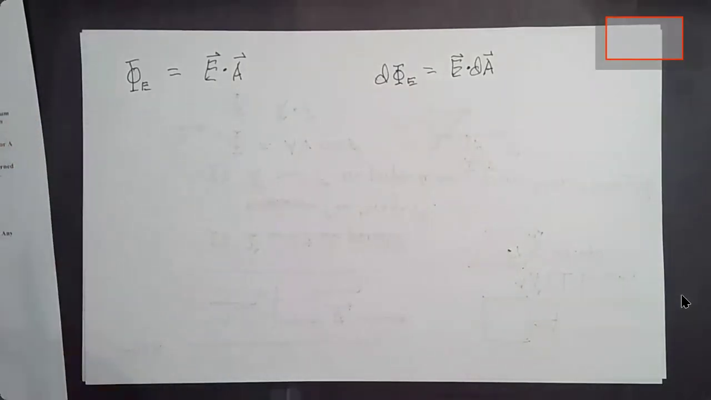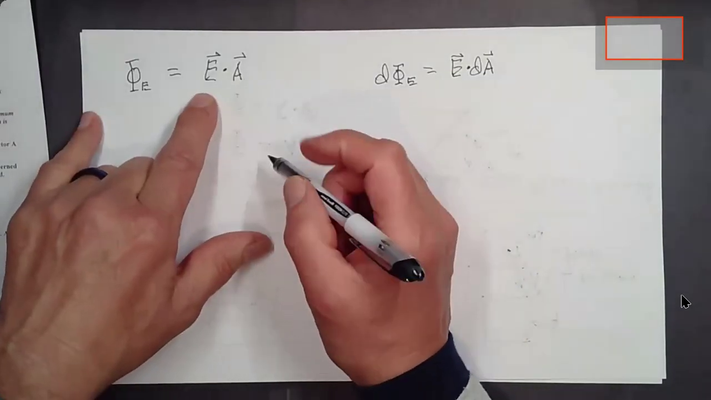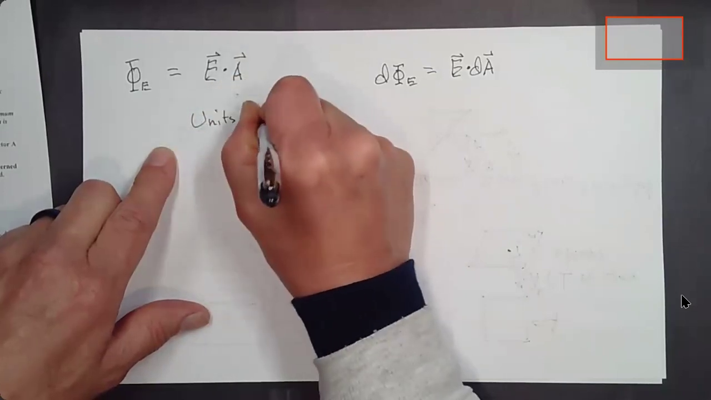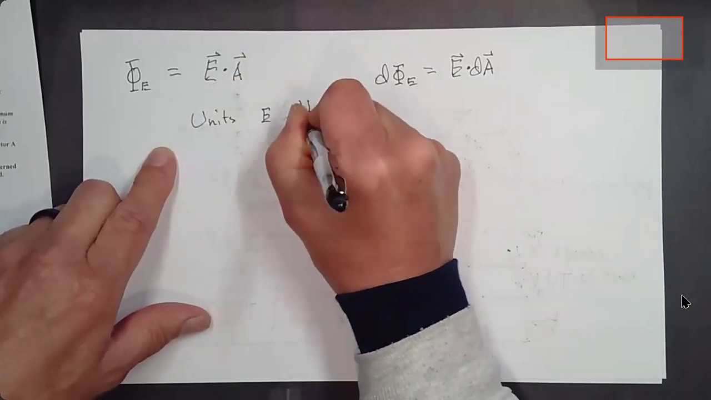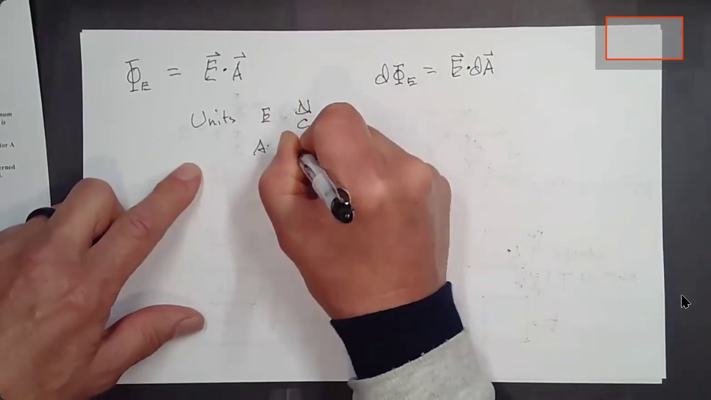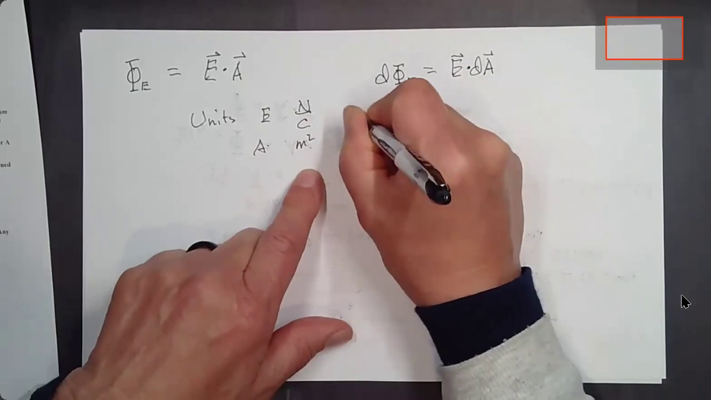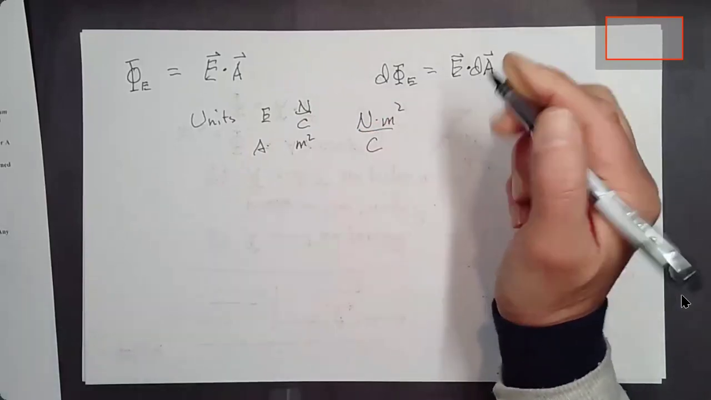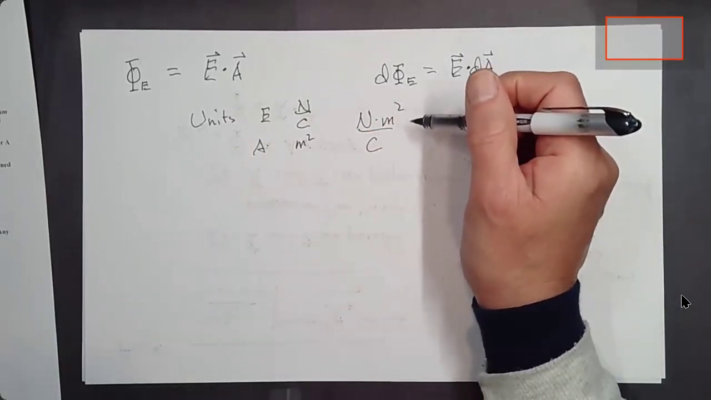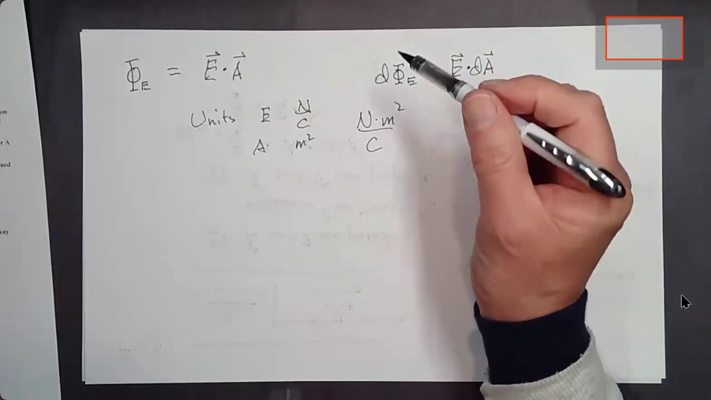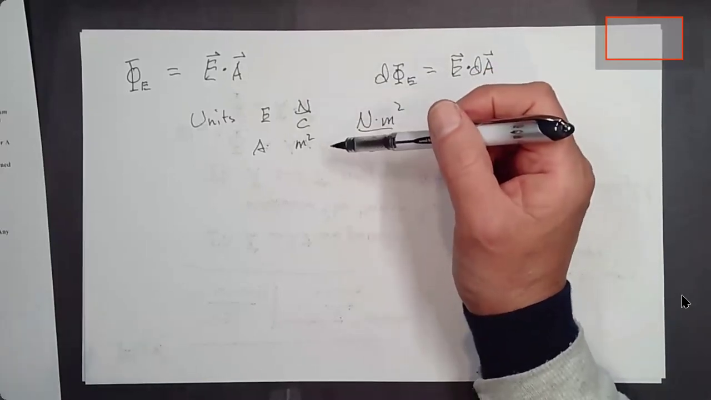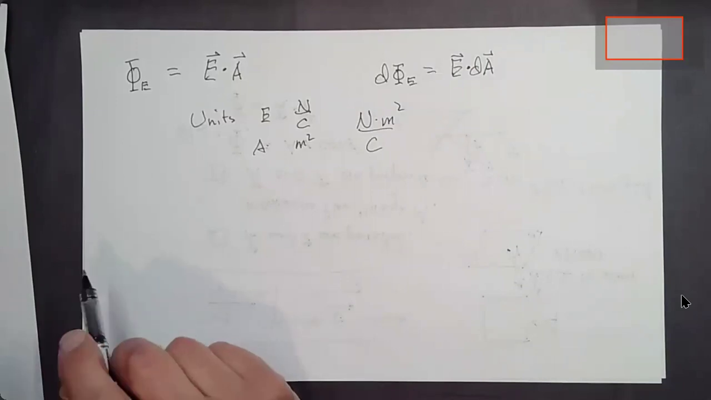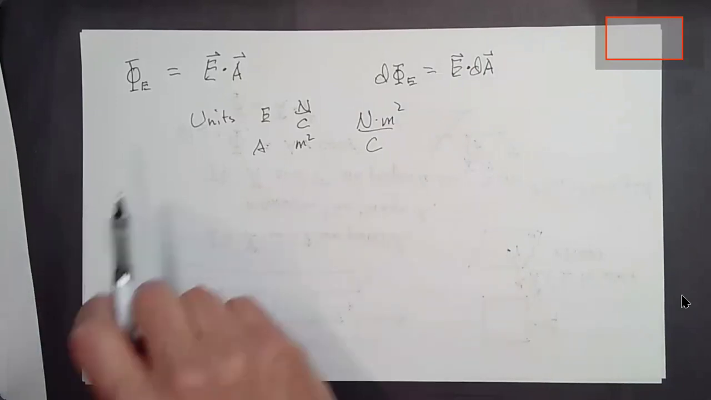So what about units of the electric flux? Well, for the electric field, E is newtons per coulomb. For area, we'll have meters squared, and so we'll have something like Newton meters squared per coulomb, and they're just weird combinations of units. And we won't usually be all that interested in the flux itself. We'll be more interested in what we can learn from the flux. And so we'll just move along on something like that.